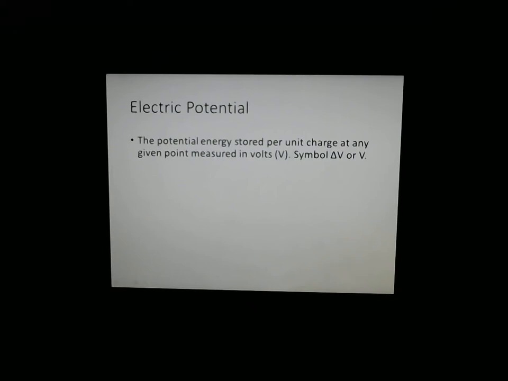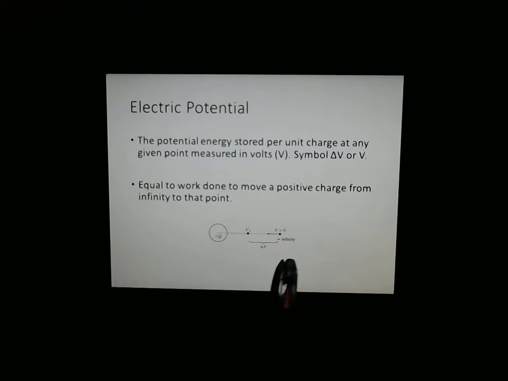And the way we work this out is by thinking about how much work do I have to do to bring something from infinity all the way to this point. It looks like this. So it is equal to the work done to move a positive charge from infinity to some point, this delta V. And that's because we define that the voltage at infinity will be equal to 0, because it's infinitely far away. And so a lot of the time they'll just use V instead of delta V, because it'll be the same thing. Because remember, anything take away 0 is itself.